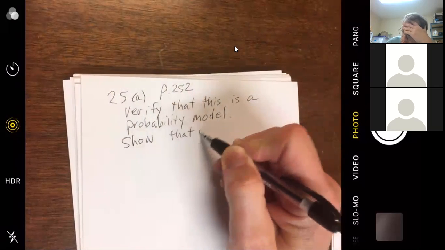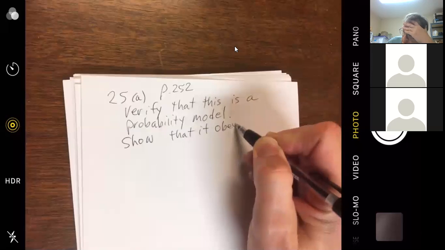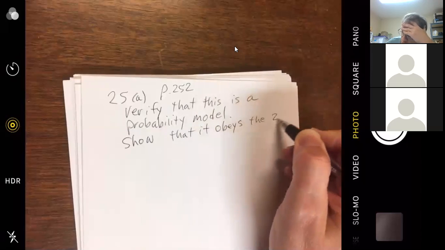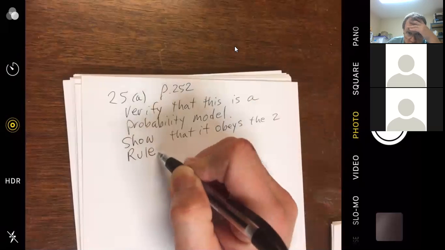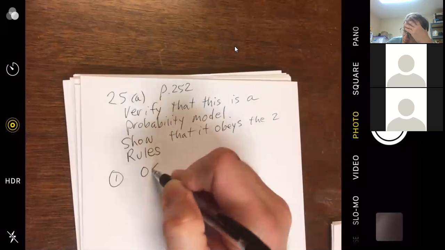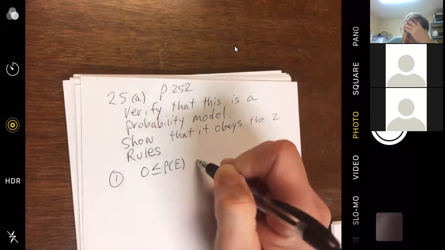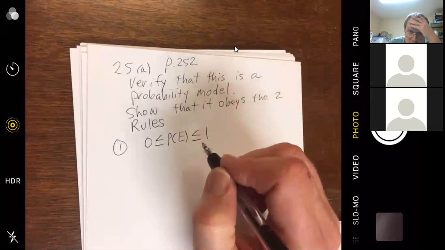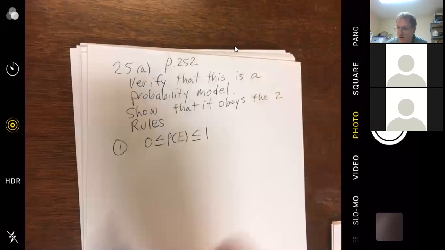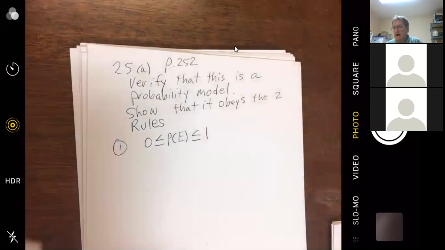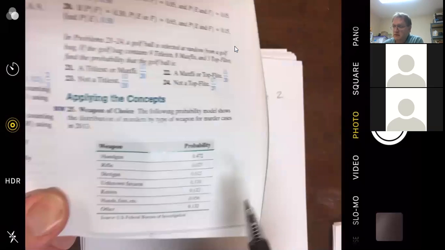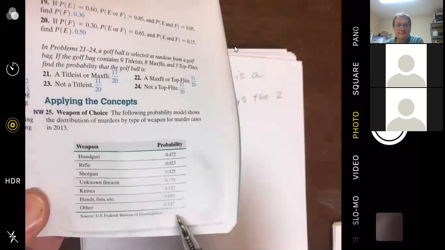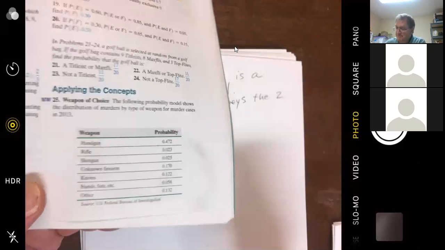That it obeys the two rules. Hope you know the two rules. Rule 1 is that all the probabilities have to lie between 0 and 1. Without a lot of ado, you can tell these are decimals between 0 and 1, just by observation. That's all you've got to check. Nothing negative, nothing bigger than 1.